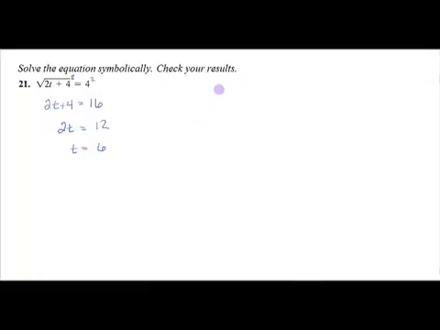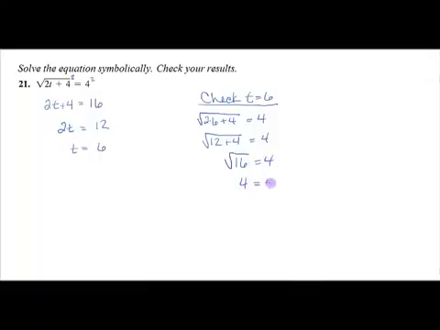It is essential that we check. So we'll check t equals 6 in the original given equation. So the square root of 2 times 6 plus 4 equals 4. That's the square root of 12 plus 4 equals 4. The square root of 16 equals 4, which is true. So we know that for sure t equals 6.